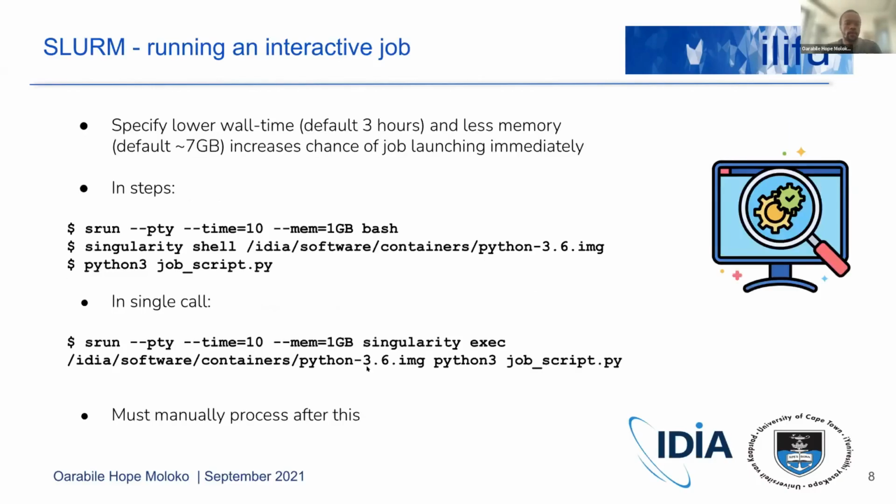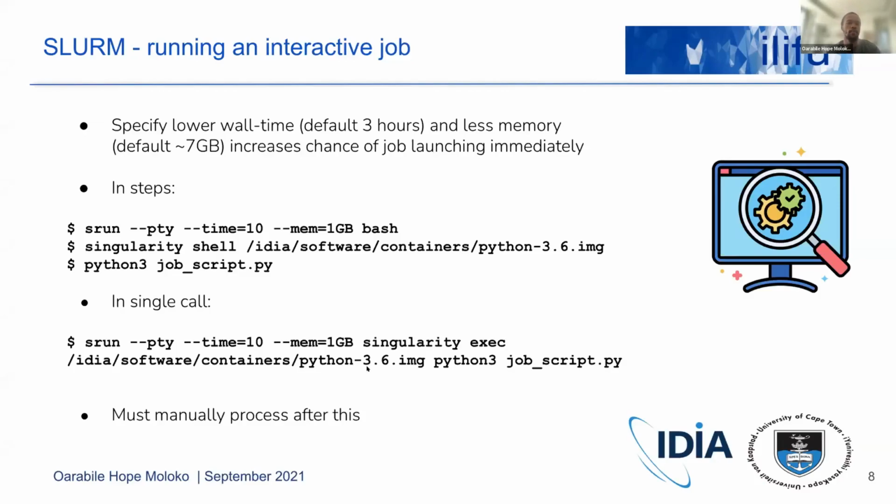When running an interactive session, try to specify a lower wall time and allocate less memory to increase the chances of the job being launched immediately, because you don't want to be running something very long and watching it run for that long. You might close the terminal by mistake, and all the job there would be lost. So this is just for doing quick development work or wanting to run something on the fly without having to wait in the queue or anything like that.